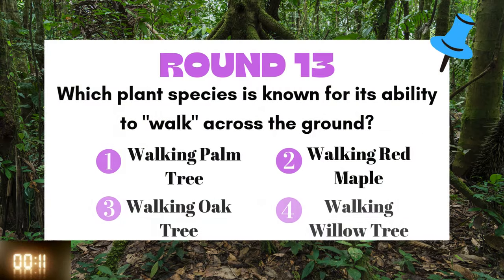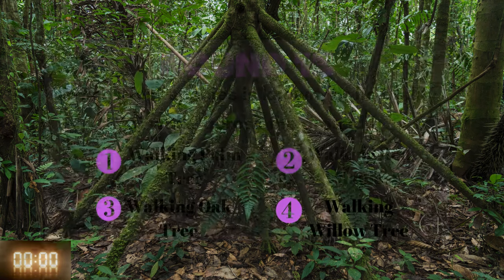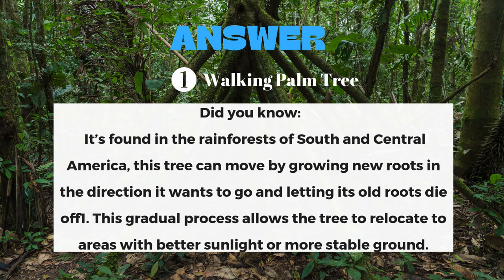Round 13. Which plant species is known for its ability to walk across the ground? The answer 1, walking palm tree.